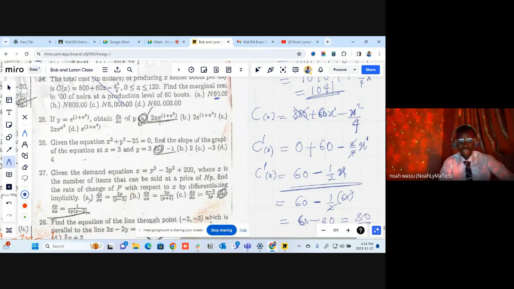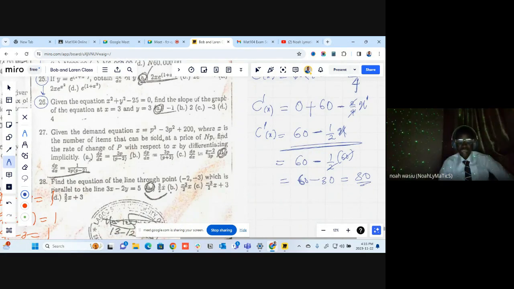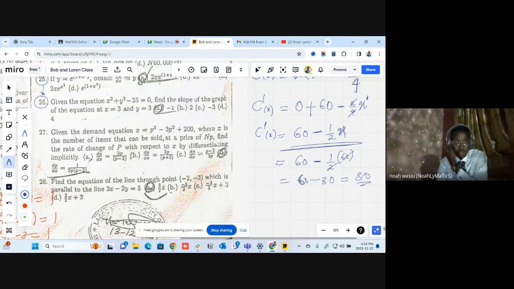This number 25 I will explain in my pre-recorded video. Same thing, this slope of a graph also I will explain as well. And what else do I have? Okay. This one too is implicit also. I will explain it in that pre-recorded video.